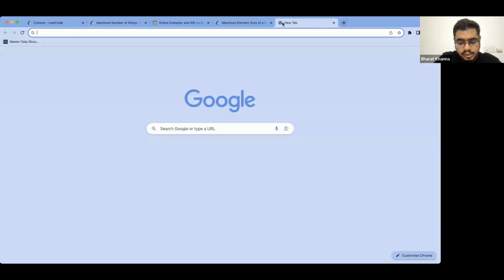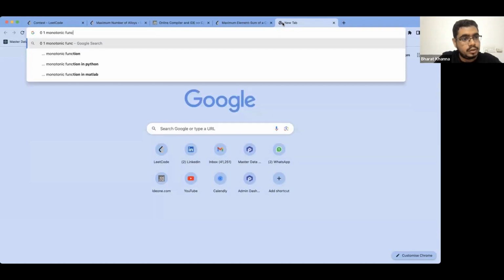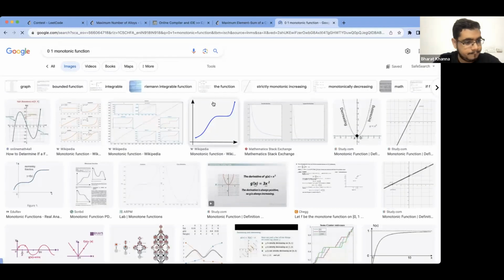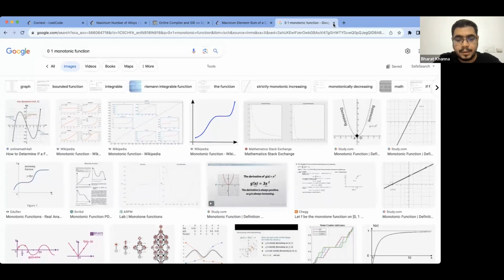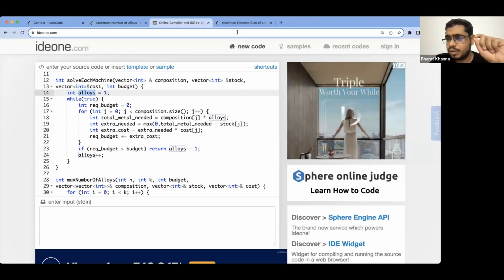एक एग्जांपल अगर मिल जाए मुझे, 0 1 मोनोटोनिक फंक्शन मिल जाएगा क्या? नहीं, ठीक है, कोई बात नहीं. हाँ, तो वो वीडियो में काफी अच्छे से एक्सप्लेन्ड है. So if you have not watched it, just watch it once and then this will be very clear, right?